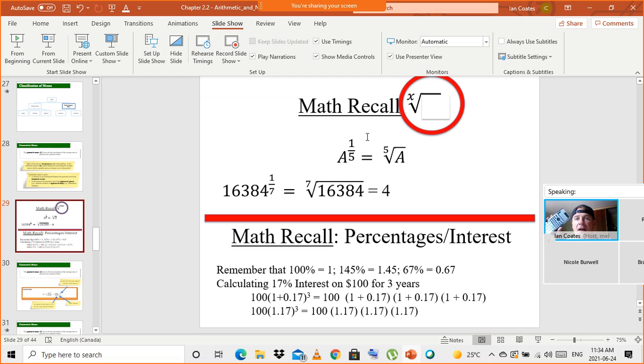Have a look here. If you see a number to the power 1/5, what we have is a fractional exponent. That means it's the 5th root of that number. So the 5 goes out front of a root bracket. More importantly, I want you to take a couple of seconds and see if you can get this number. Here I have 16,384, all to the power of 1/7.